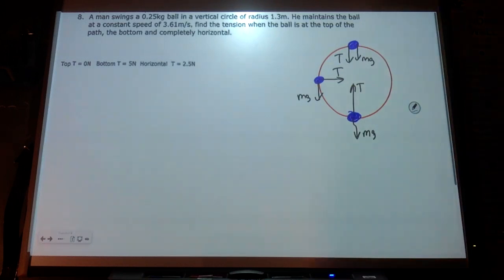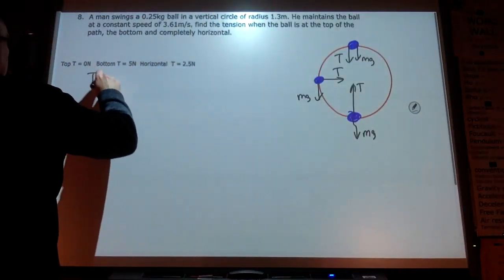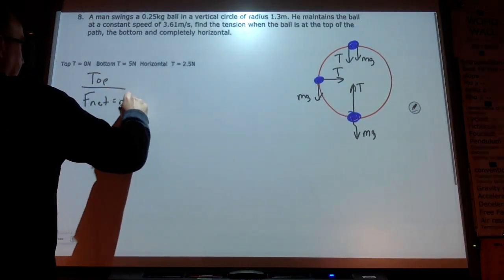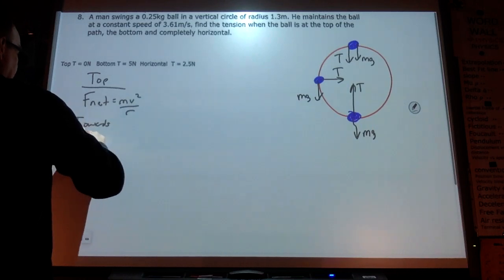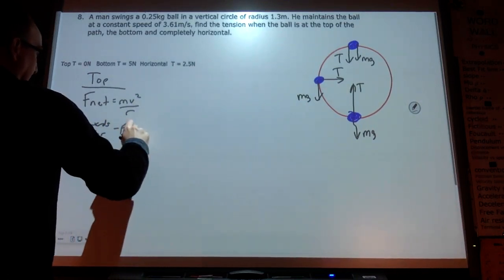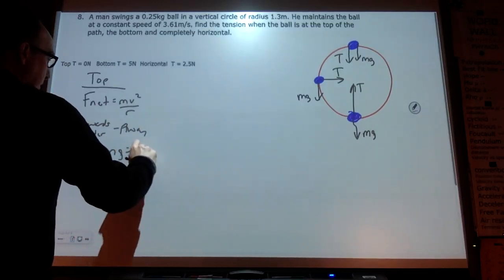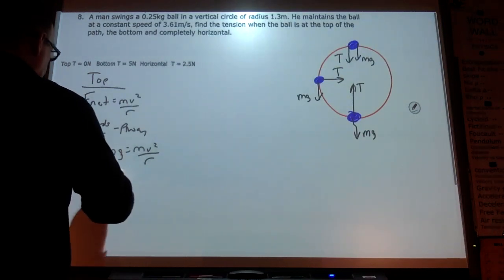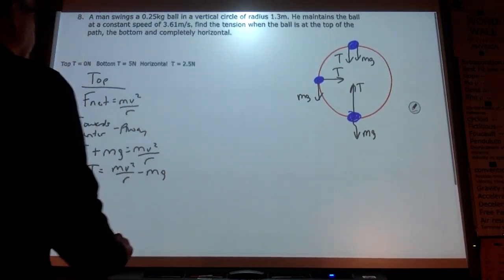Okay, so top. F net equals mv squared over r. We take forces towards the center minus away. This is going to be T plus mg equals mv squared over r. So T is going to be mv squared over r minus mg.